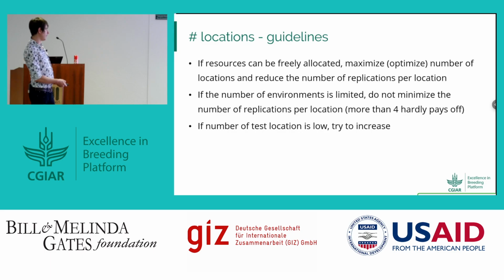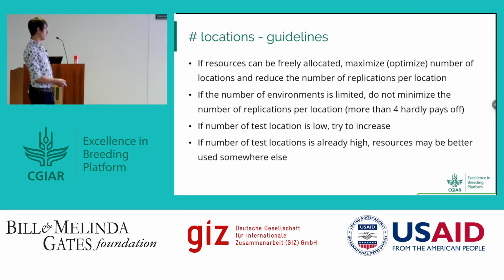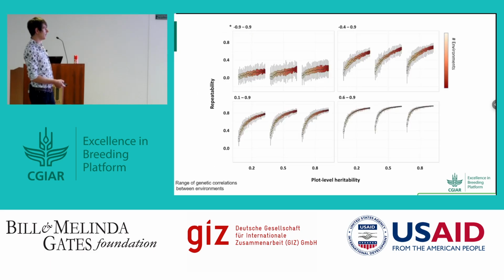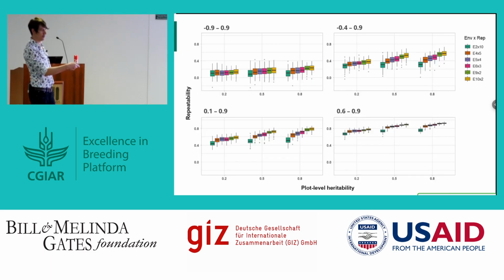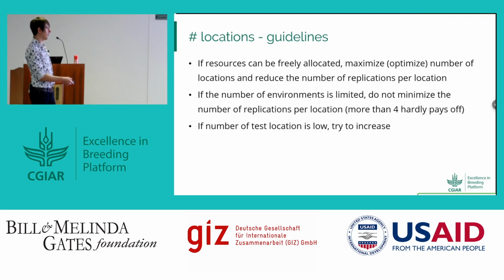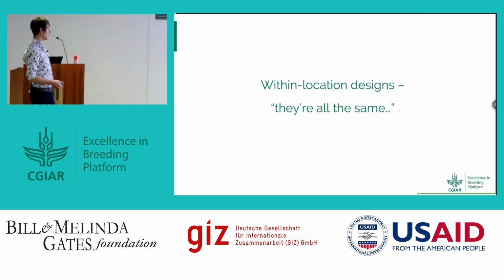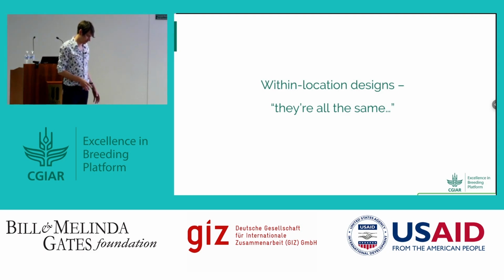Now again, I said that if the number of test locations is low, try to increase. If it's already high, your resources may be better used somewhere else. We talked about all that. It's, again, the key messages that you get from these figures, because there's a lot more information in there, but it's summed up here what you should take with you as a take-home message. So these were, let's say, the cross-location designs, MET designs. How do we deal with the design with regard to the number of locations?